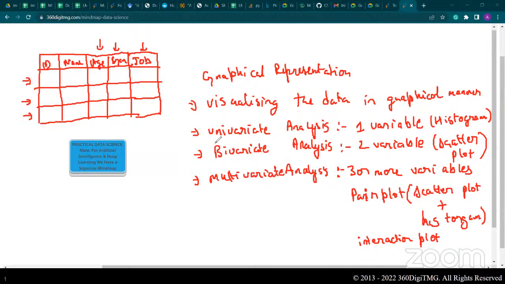Then we are taking bivariate analysis, where we are comparing 2 variables against each other to see the level of interaction between them. And then we are doing multivariate analysis, where we are taking 3 or more variables. All right. So this is known as EDA. So now that EDA is complete, let's jump over to pre-processing.